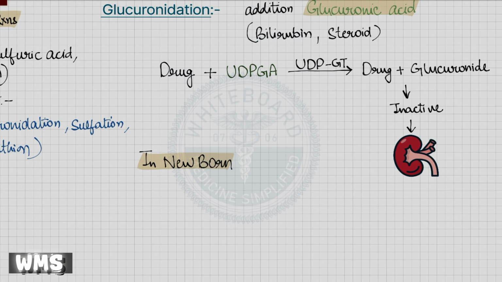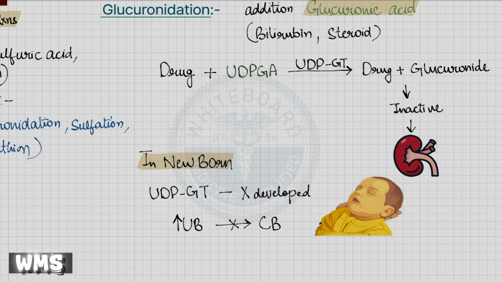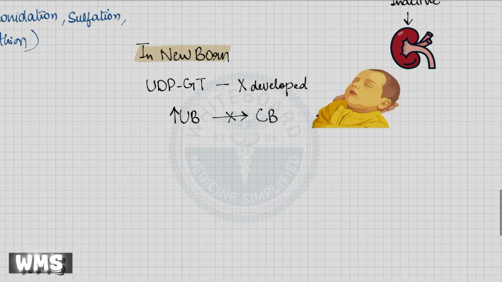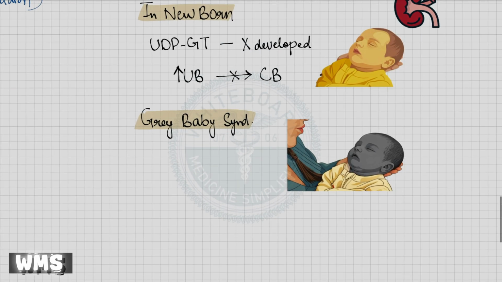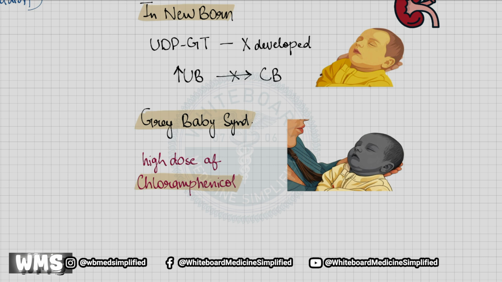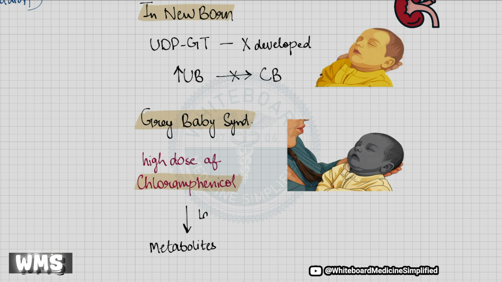In newborns, the enzyme UDP glucuronyl transferase is not adequately developed. As a result, bilirubin cannot be conjugated efficiently, leading to its accumulation and causing neonatal physiological jaundice. Gray baby syndrome is a serious adverse effect seen with high doses of chloramphenicol, a broad-spectrum antibiotic, in neonates. This occurs because newborns lack sufficient UDP glucuronyl transferase, making them unable to metabolize and eliminate chloramphenicol effectively.